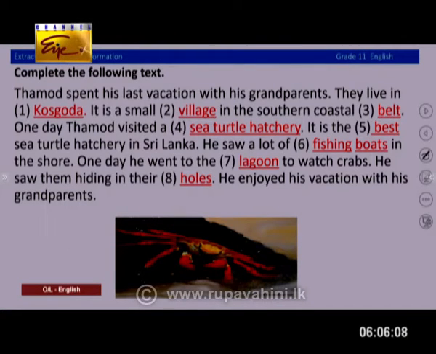Tamod spent his last vacation with his grandparents. They live in Kosgoda. It is a small village in the southern coastal belt. One day, Tamod visited a sea turtle hatchery. It is the best sea turtle hatchery in Sri Lanka. He saw a lot of fishing boats in the shore. One day, he went to the lagoon to watch crabs. He saw them hiding in their holes. He enjoyed his vacation with his grandparents.